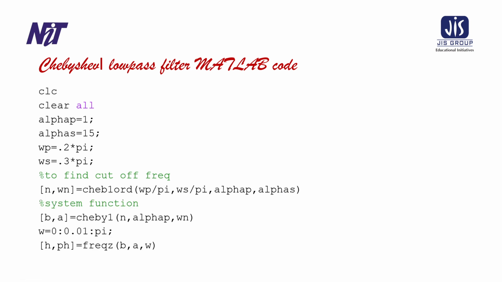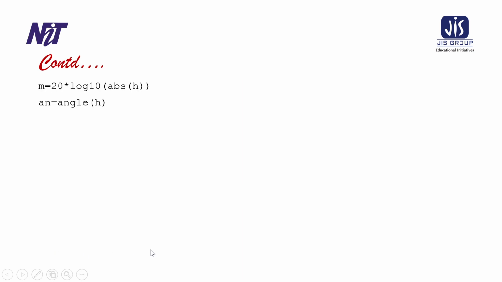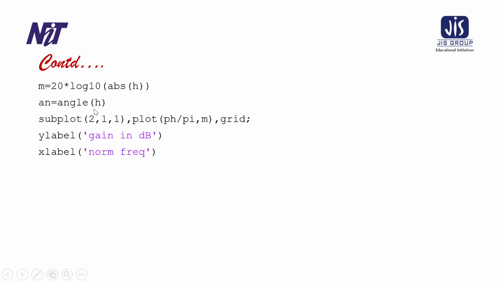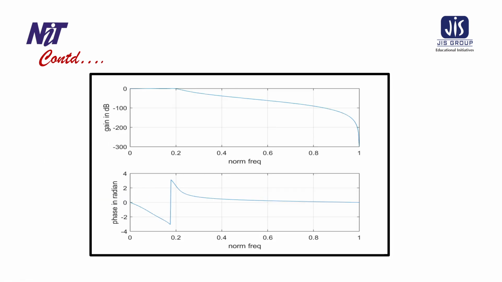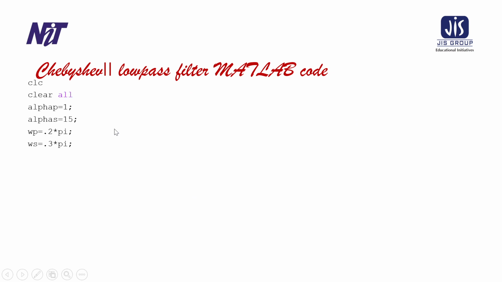Now the next step: b, a equals the function of the Chebyshev 1 filter, cheby1, with n, alpha p, omega n, and we can give the range of omega. Then H, phi equals freqz of b, a, omega. Now we can find the magnitude as well as the angle, and subplot for the magnitude and for the phase. So this is my output of the Chebyshev 1 low-pass filter.